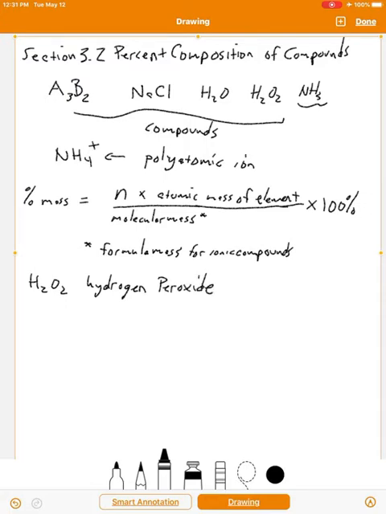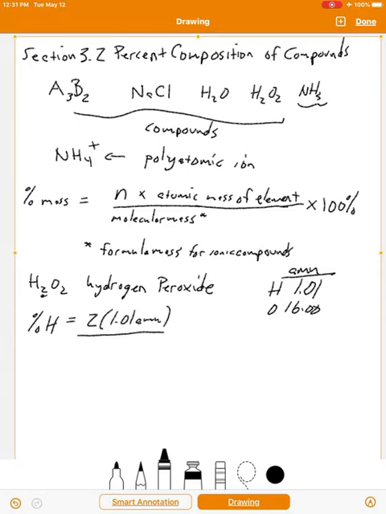Okay, H2O2 is the chemical formula. So we're going to do 2 different elements. We're going to do percent hydrogen first. So we look up the atomic mass of hydrogen. It's 1.01, right? So let me write those over here. And then for oxygen it's 16. These are the atomic masses in atomic mass units. Now in the chemical formula there's 2 hydrogens, so 2 times 1.01 AMU. And then we have to divide that by the molecular mass of this compound.